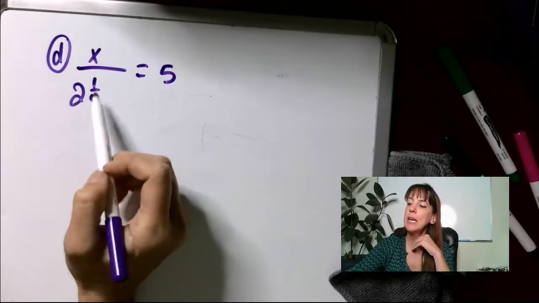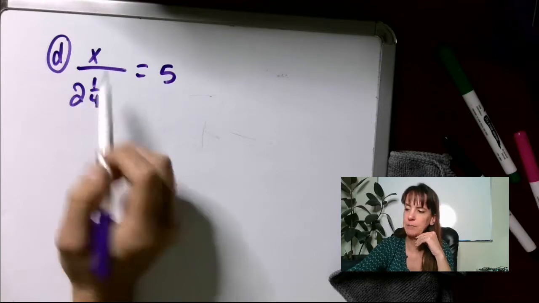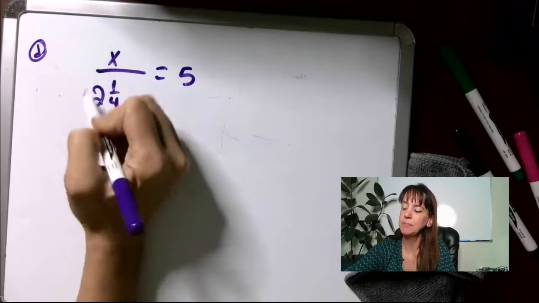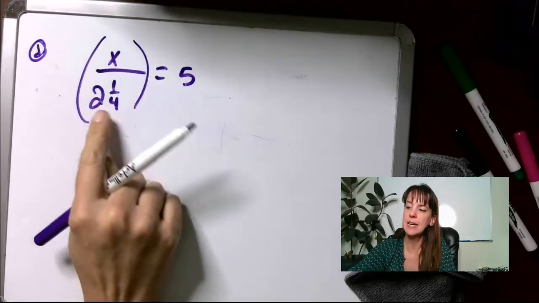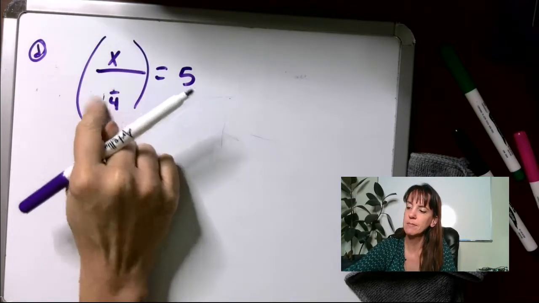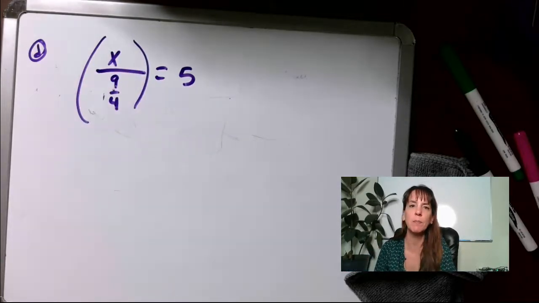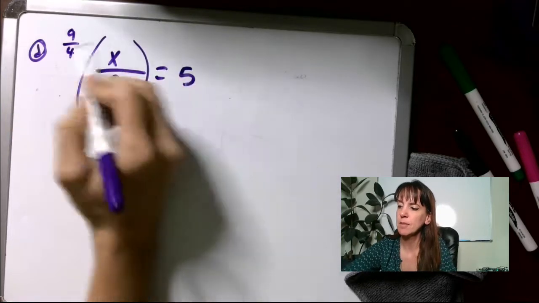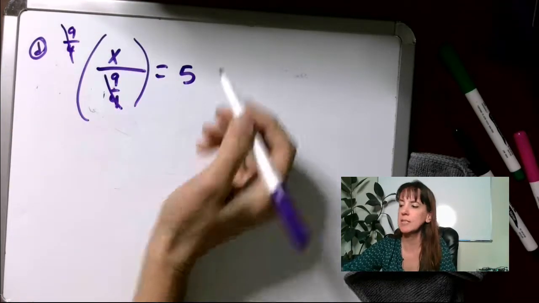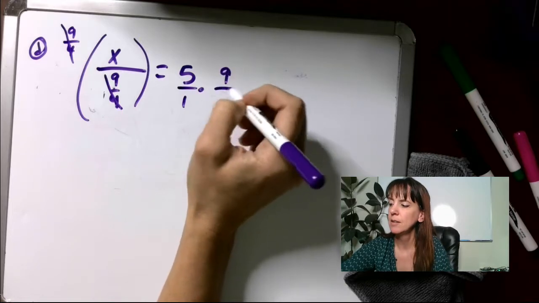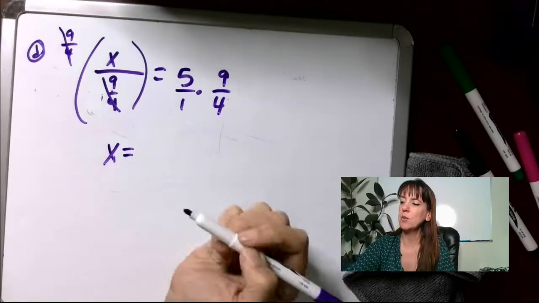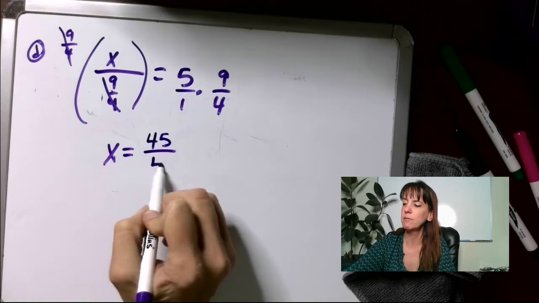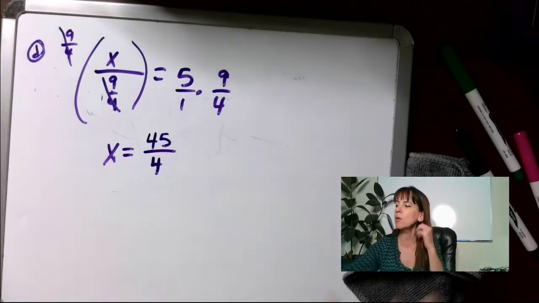X divided by 2 and 1/4. I'm going to turn this into an improper fraction. This is 9, so this is going to be 9/4. Multiply this by 9/4. This cancels out with this, and what I do to one side, I have to do to the other. So X equals 5 times 9, which is 45/4.